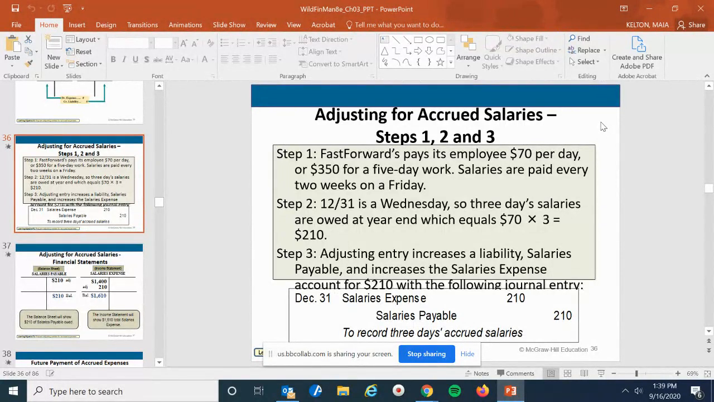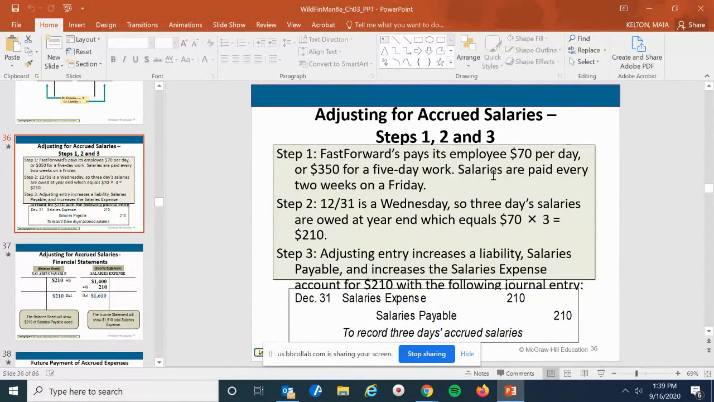So you guys, all of you who have had a job before, you know that your payday and the end of the month do not necessarily coincide. So here's an example. They pay their employees $70 per day, $350 per work week, and they pay salaries every 2 weeks on a Friday.